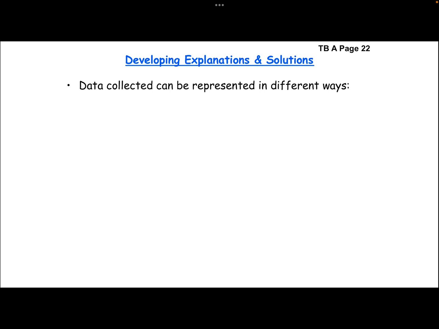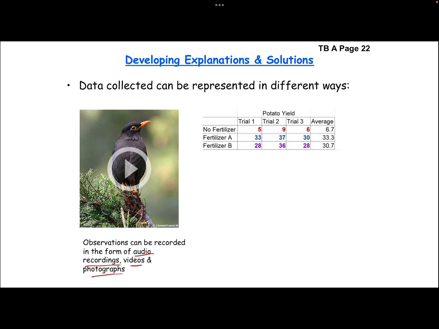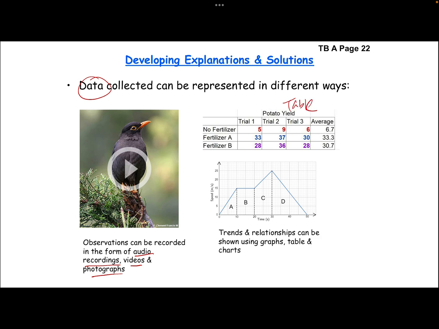Data collected can be represented in different ways. For example, observations can be recorded in the form of audio recording. We can take videos. We can even take photographs of something we observe. And we can also represent our data in table format, and also using graphs. This is a graph. Very visual.